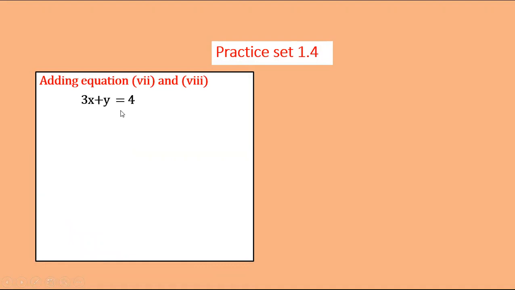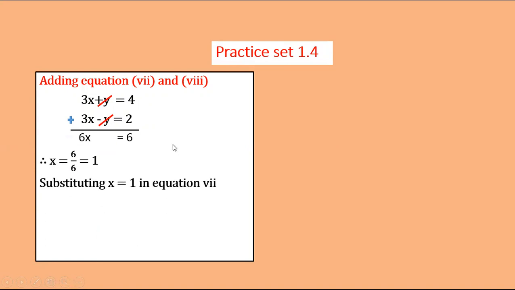Therefore, 3x plus y is equal to 4 and 3x minus y is equal to 2. Plus y minus y gets 0. 3x plus 3x is equal to 6x is equal to 4 plus 2 is a 6. 6x is equal to 6. Therefore, 6 goes on the RHS side, then we divide. x is equal to 6 upon 6 is equal to 1. Therefore, x is equal to 1.